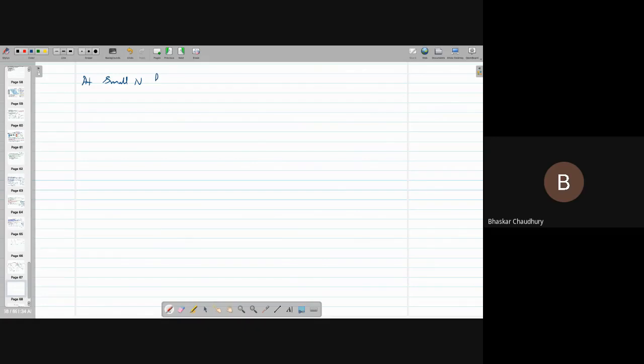At small n, let me write it down. Processor pipeline is too long, probably too long, is too long to be efficient.